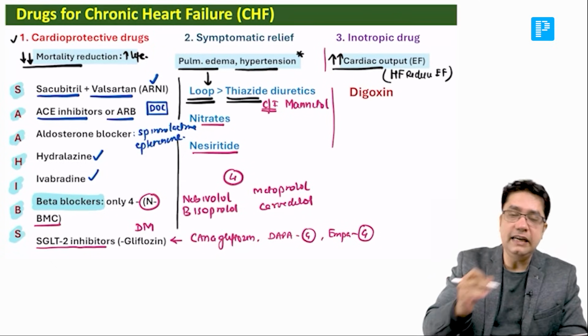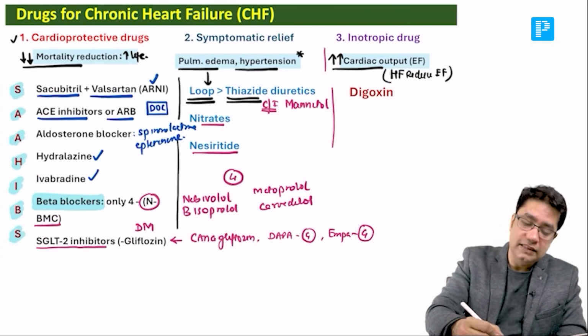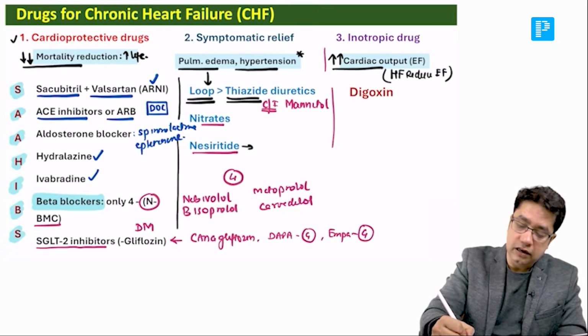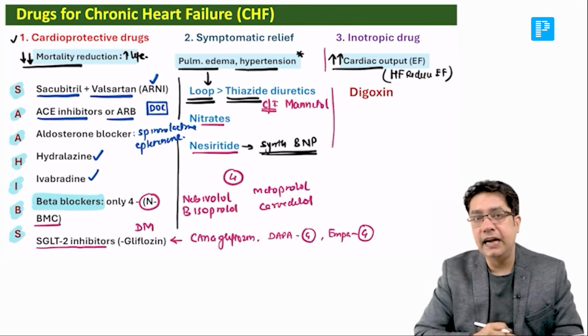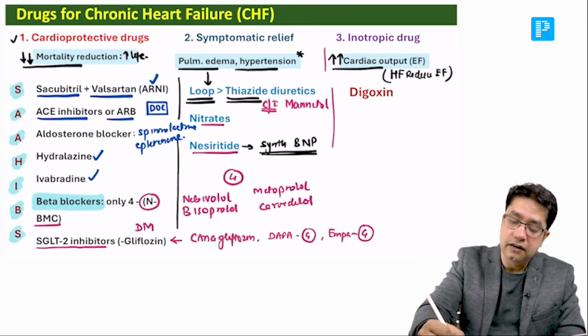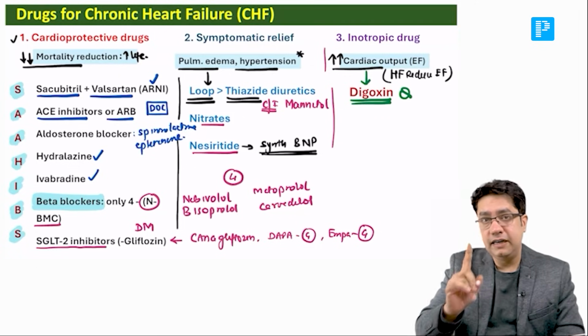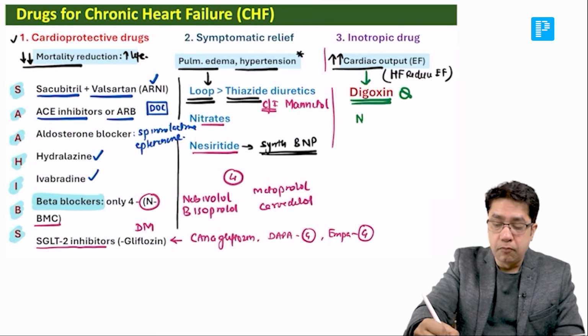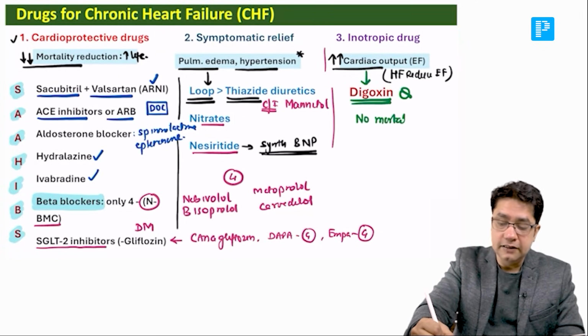Nitrates and nesiritide are also given. So what is this nesiritide? We will come back to it shortly. It is a synthetic form of BNP, that is brain natriuretic peptide. And lastly, the only inotropic drug which will increase cardiac output approved in CHF is digoxin. So remember, digoxin has no mortality benefit. It is not a cardioprotective drug.